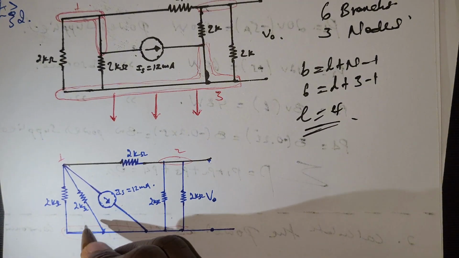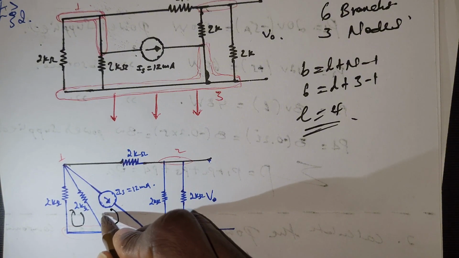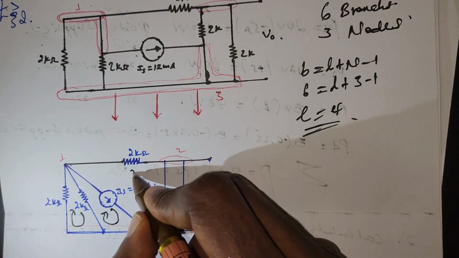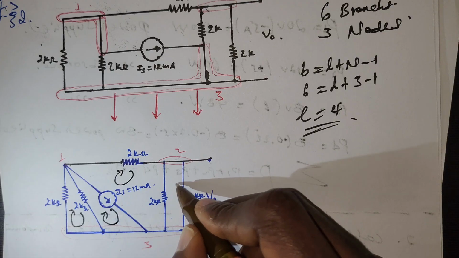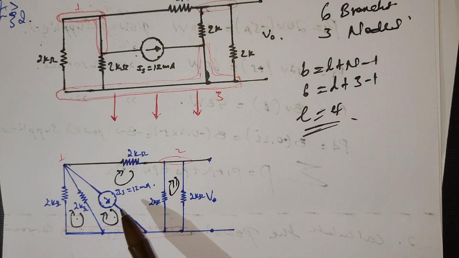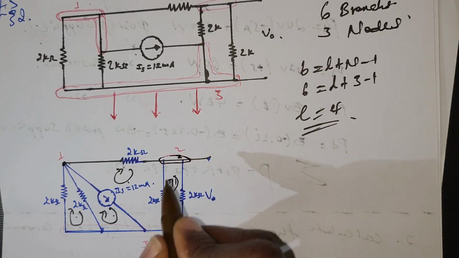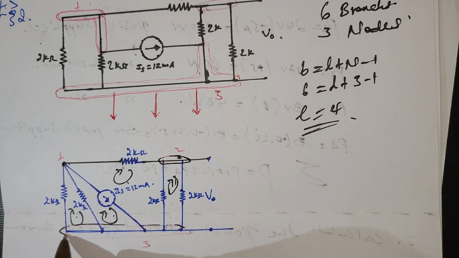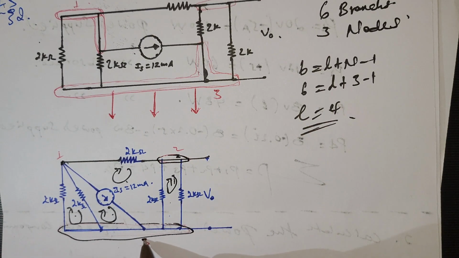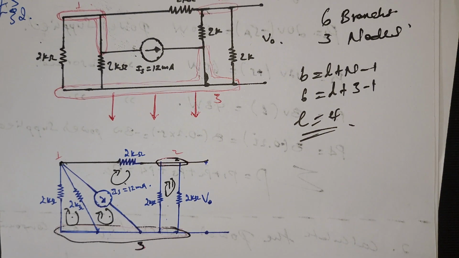To count the loops, this is the first loop, this is the second loop, this is the third loop, and this is the fourth loop. These are the 4 independent loops of the circuit. These are the 3 nodes. In this way we count the number of loops and nodes. This is all for this session.